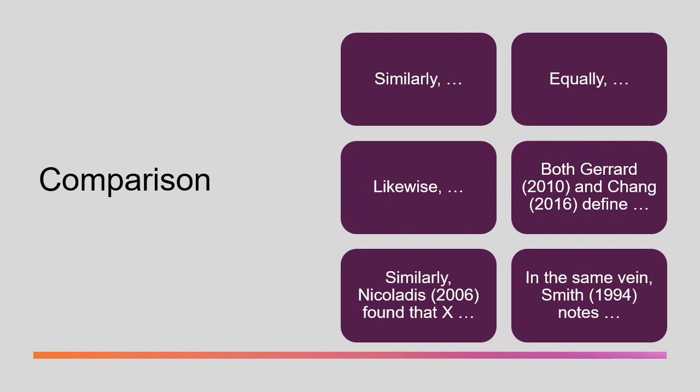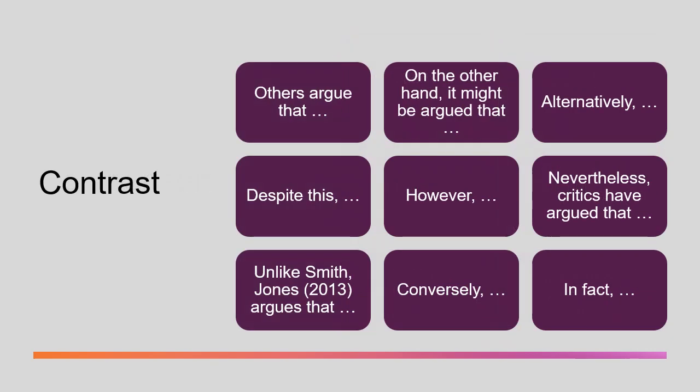We also use phrases for comparison, such as similarly, likewise, both Gerard and Chang define, or in the same vein, Smith notes that. And contrast of various types, including concession and contradiction, such as others argue that, however, nevertheless, critics have argued that, or conversely. Using these phrases will help you to effectively weave your sources into your own narrative and keep the focus on your research, your argument, and your ideas.